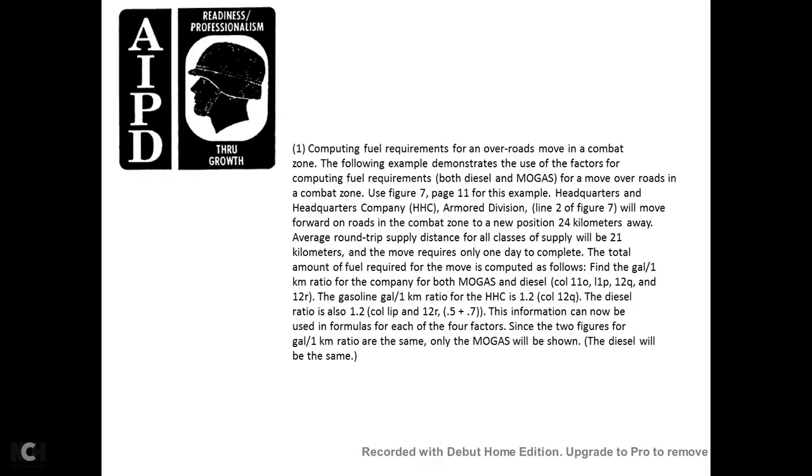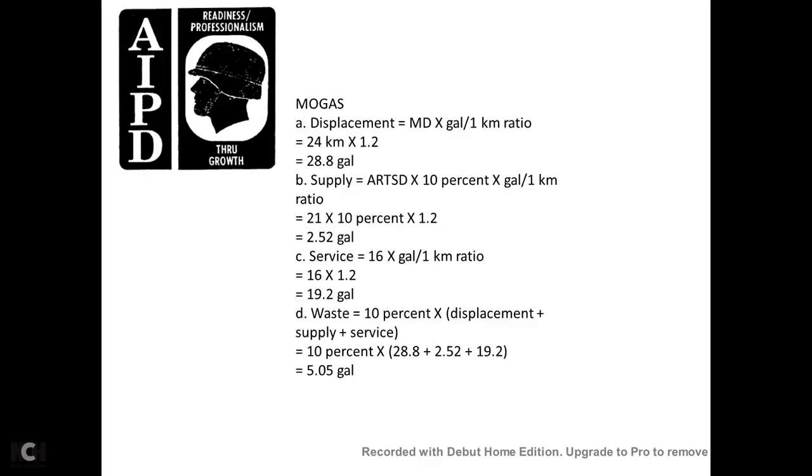The total amount of fuel required for the move is computed as follows. The gasoline-per-kilometer ratio for the headquarters company, for both gas and diesel, is 1.2 gallons per kilometer. The diesel ratio is also 1.2. This information can now be used in the formula for each of the 4 factors. Since the 2 gallons-per-kilometer ratios are the same, only the mo gas will be shown, and the diesel will be the same.